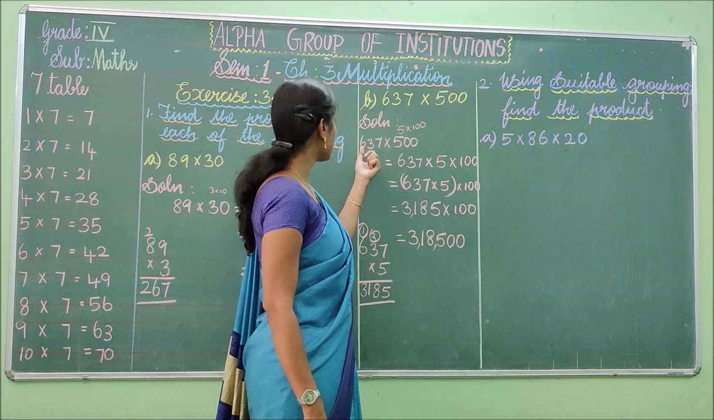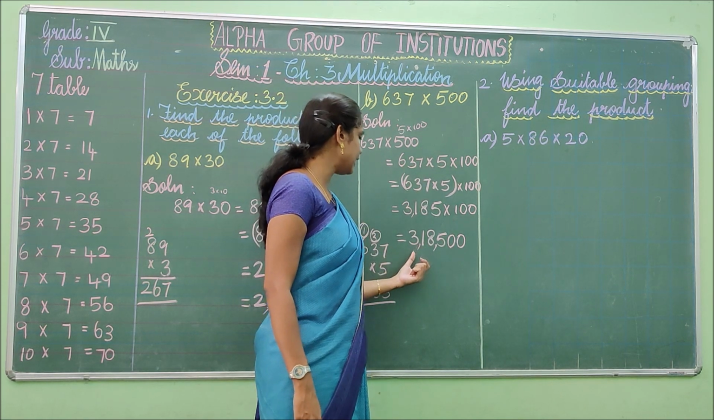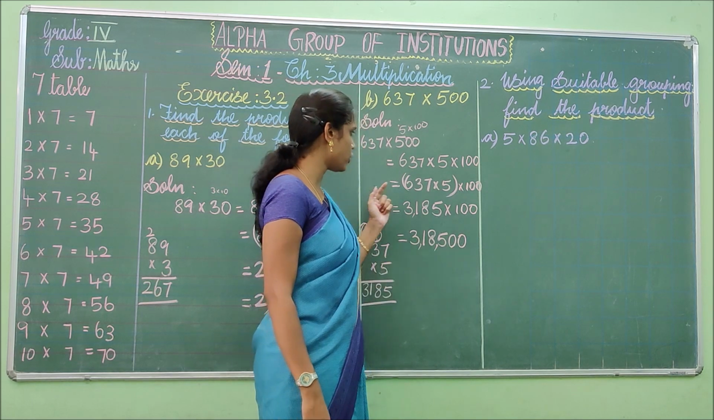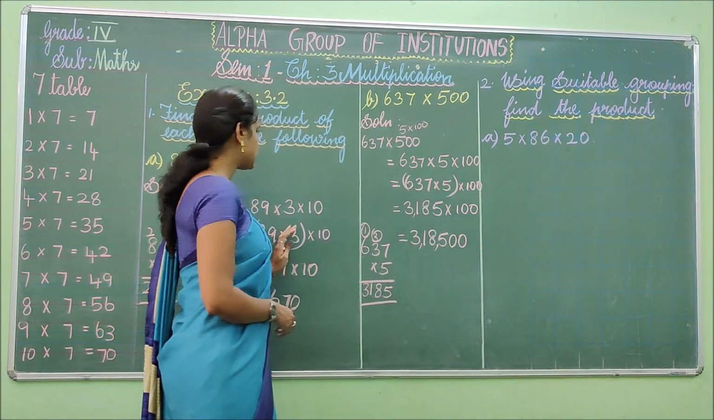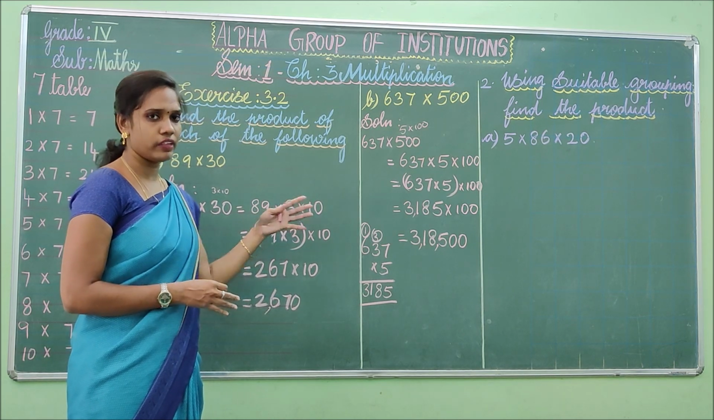Okay. So it becomes 3,18,500. Okay. So 637 into 500 is equal to 3,18,500. Okay children, have you understood? Yes. So this is the one method. We have grouped the numbers and we have multiplied.